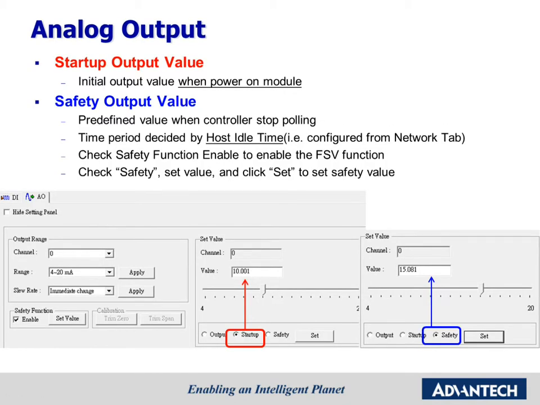This slide introduces two terms in analog output of ADAM module. First, startup output value. Users can define the initial output value when the module is powered on. Second, safety output value. Users can define a safety output value here to prevent the controller from losing connection with ADAMs.